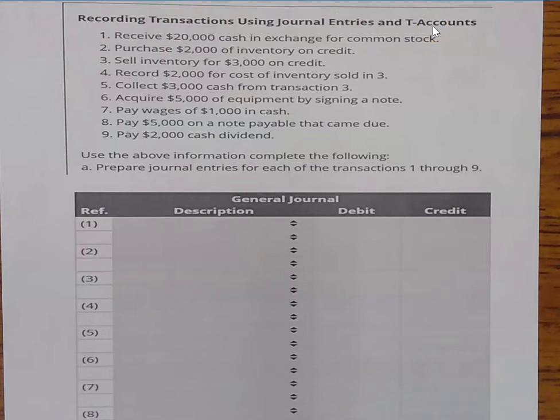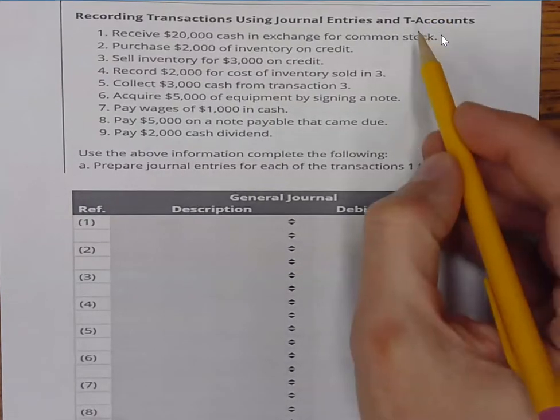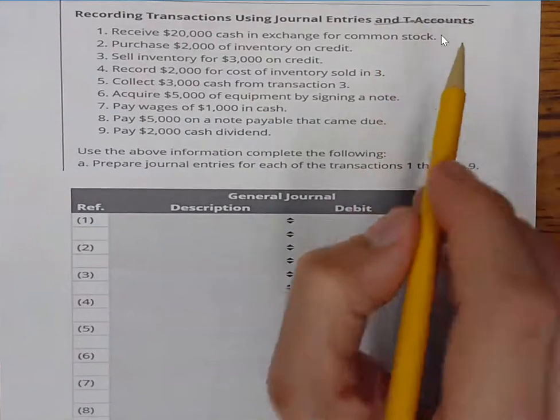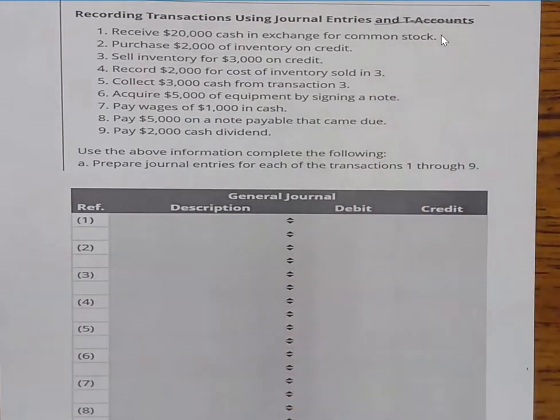So if we were doing this as an online assignment, what we would probably have is a separate window for the T accounts. And so what I did was I made another video where I deal with T accounts. So even though we have T accounts mentioned in this exercise, we're going to put a little line through that, and we're only going to focus on journal entries.